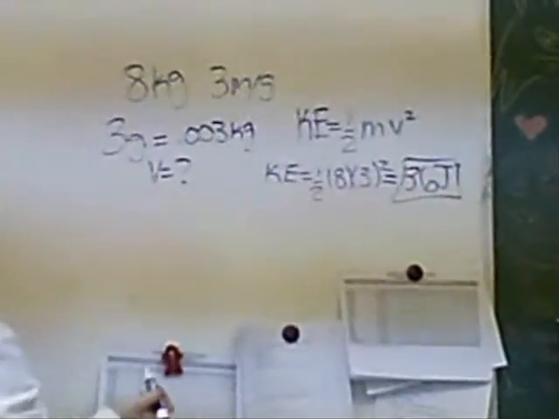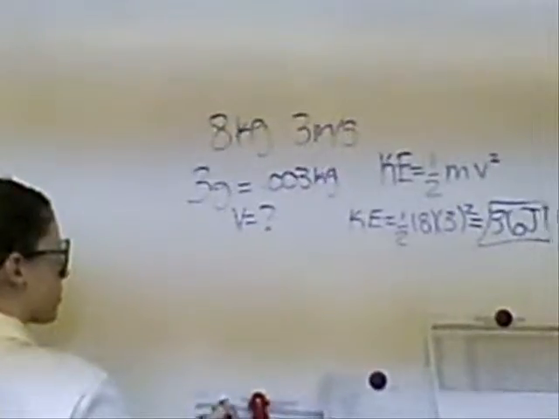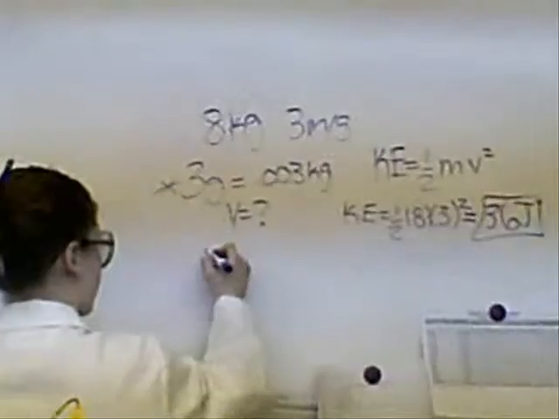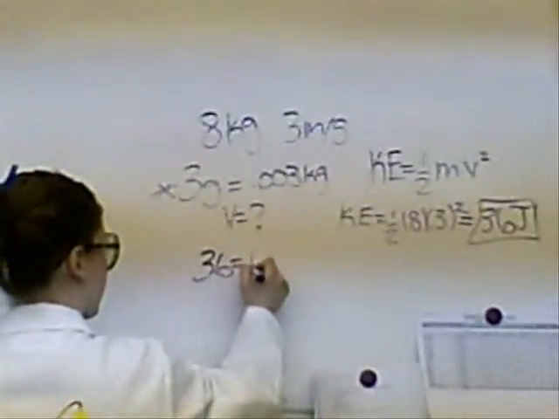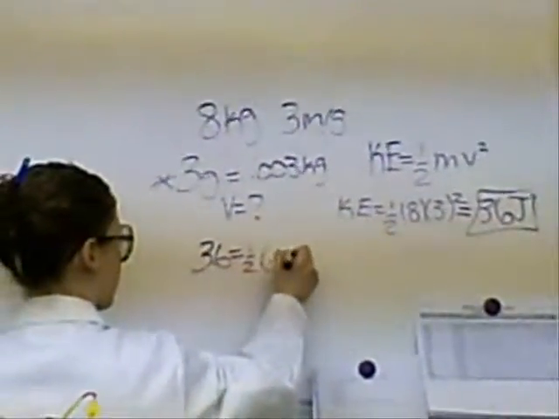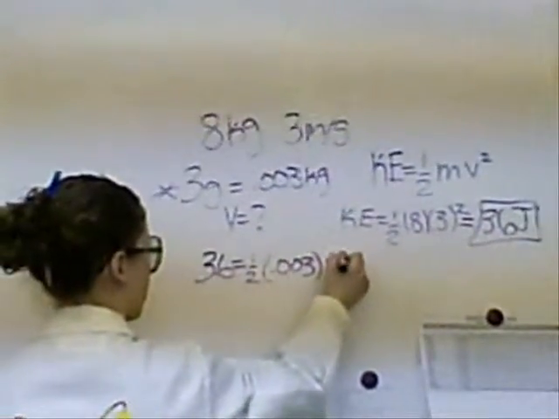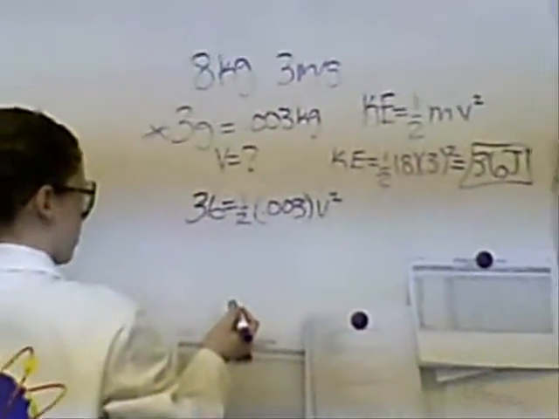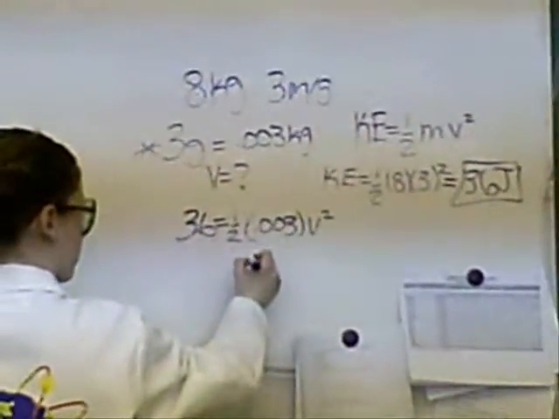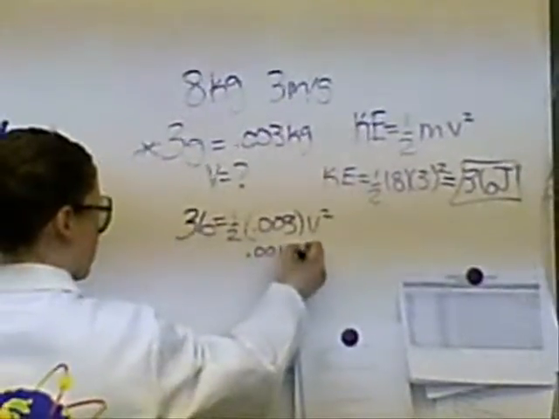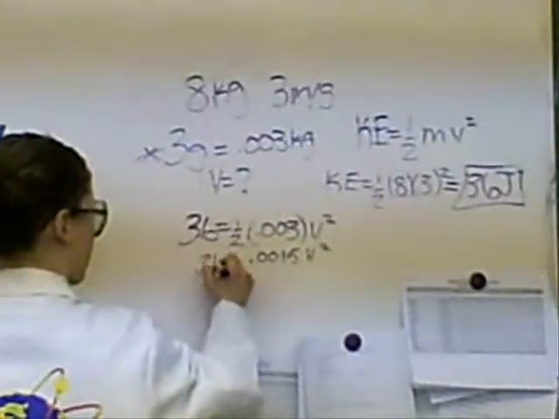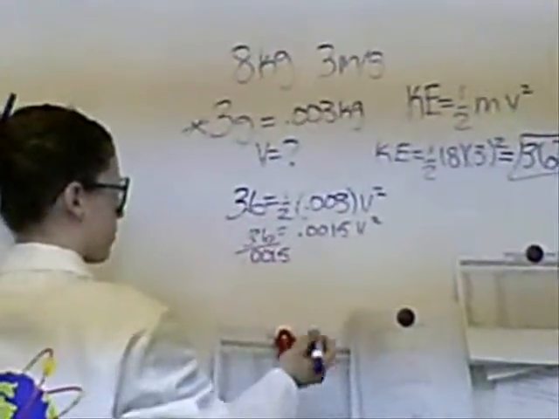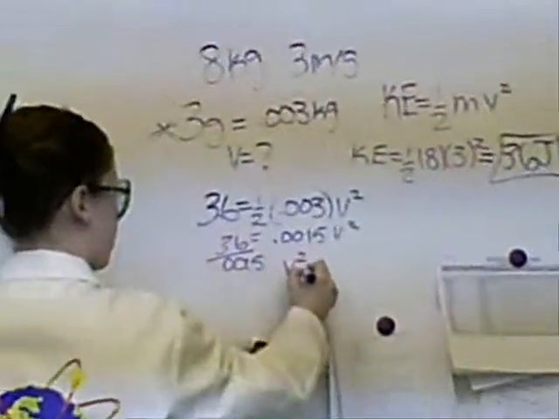So we go back and we plug in for the ping pong ball: 36 kinetic energy equals 1/2 times 0.003 v squared. First we multiply 1/2 by 0.003 to get 0.0015. We divide that over, and we get 24,000 equals v squared.